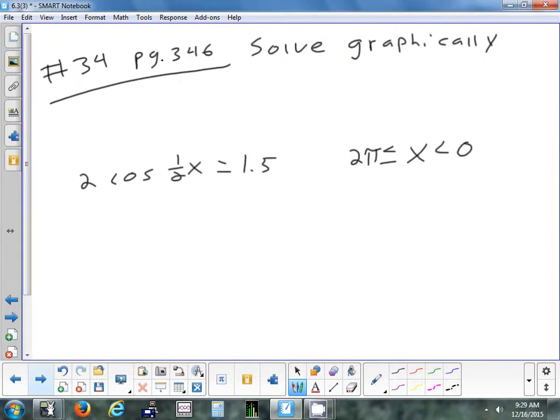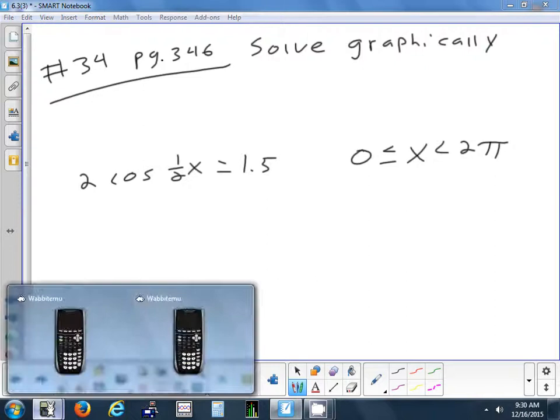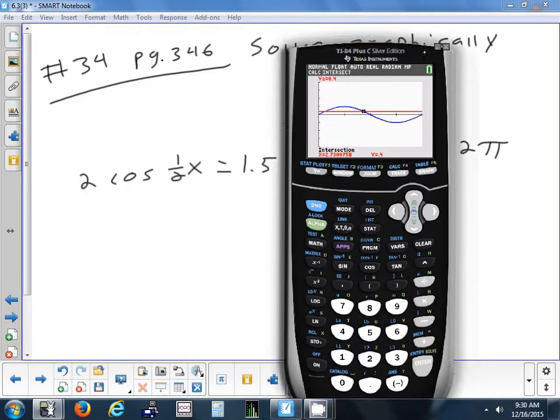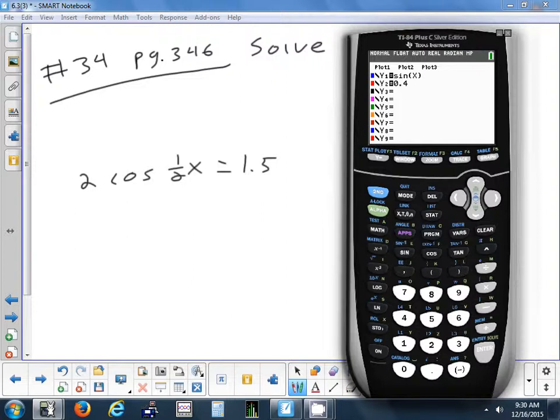All right, this one's pretty similar. Again, they're telling us where to look. So it says 2 cosine 1/2 x equals 1.5. Okay, so let's type that in. I'm just going to type 1/2 that way. It's a little easier. And 1.5.